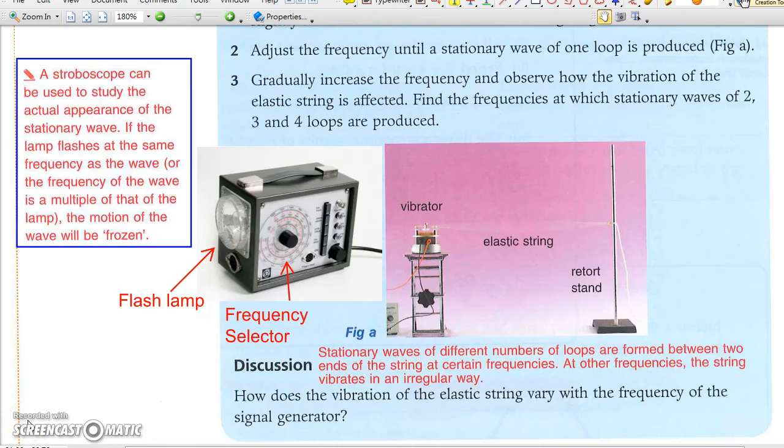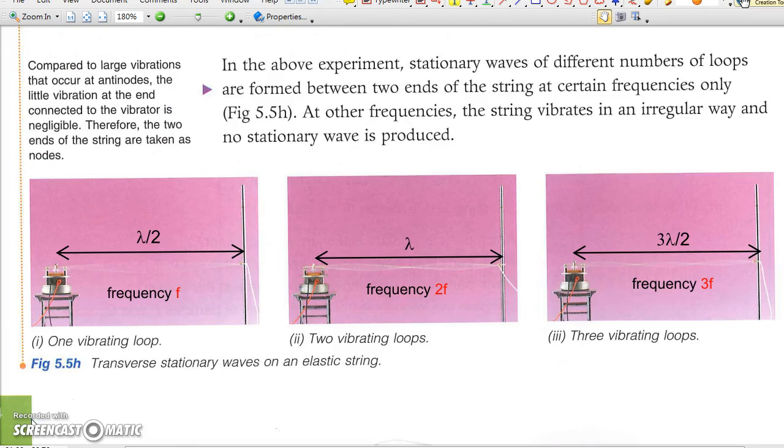So, as frequency increases, wavelength becomes shorter. If the frequency matches the boundary condition, more loops will be formed between the two ends of the elastic string. If the frequency does not match the boundary condition, the string simply vibrates irregularly.